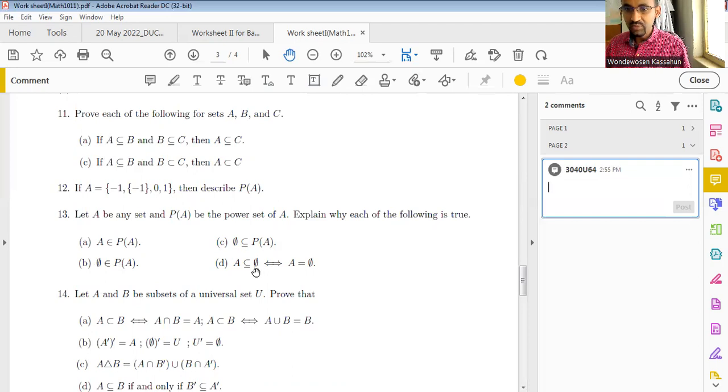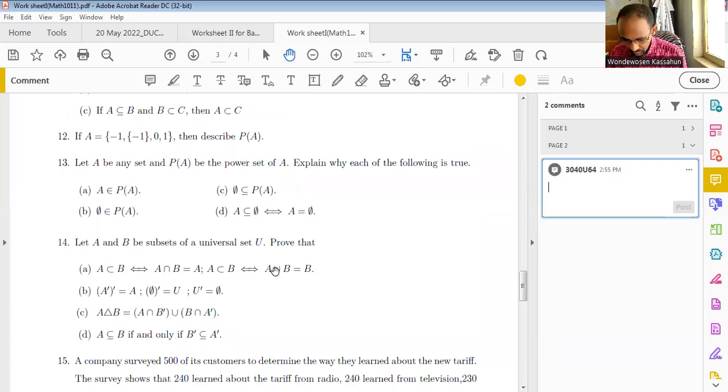And D, A is a subset of the empty set if and only if A is equal to the empty set. As you know, the empty set contains no element. So the empty set can only contain itself. The empty set cannot contain any other element. So if A is a subset of the empty set, then A is the empty set itself. So that's true. This is an if and only if statement.